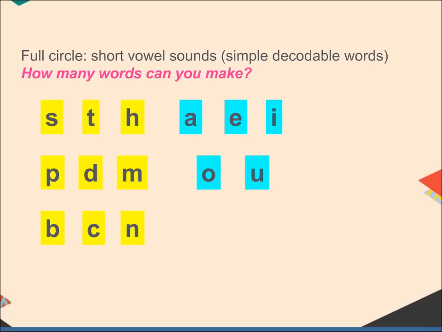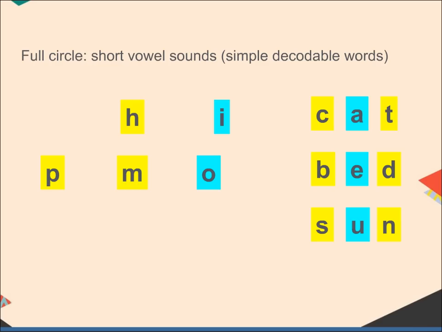Perhaps if you know the answer, you can write it now in the chat box, because here we have got the five vowel sounds, which are very, very important for making these decodable words. But we've only got nine of the consonant sounds, and these are some very, very common ones, and we've chosen them because we can make so many words with them. And just to give you an example, very quickly, there we've got cat, bed, and sun. And there's other words there as well, of course.